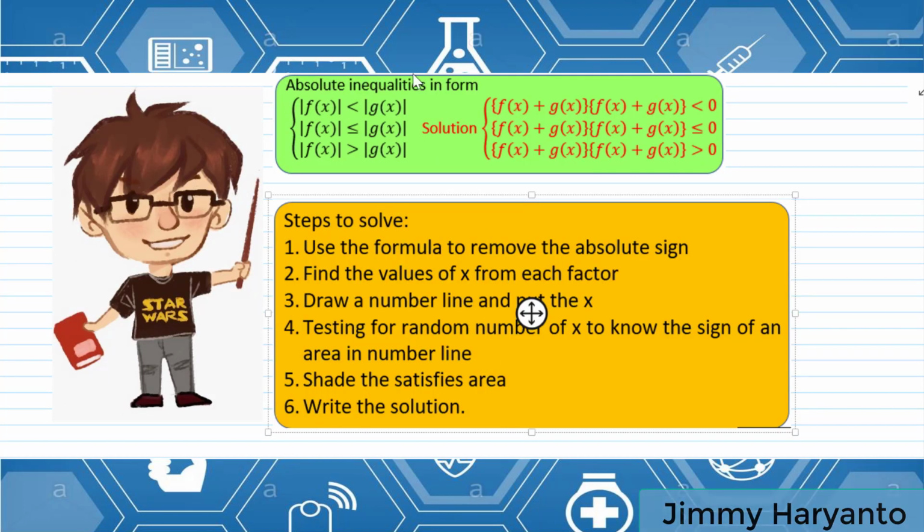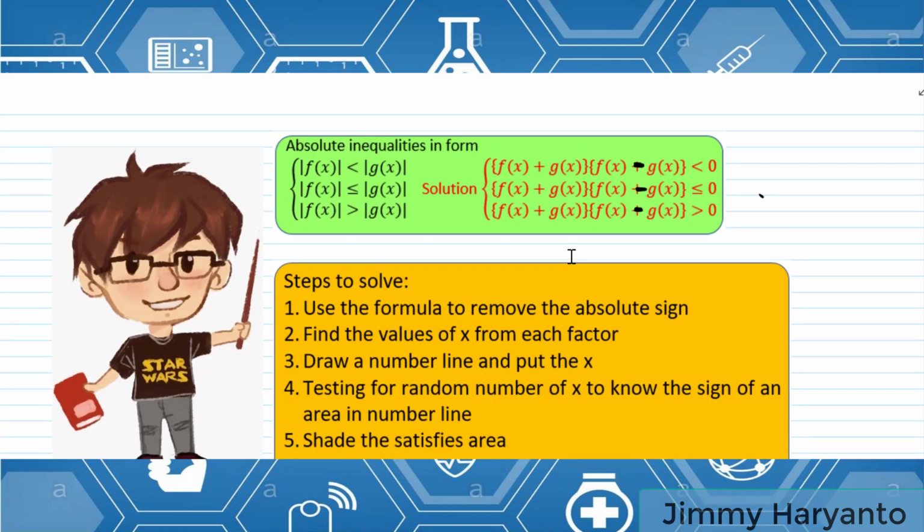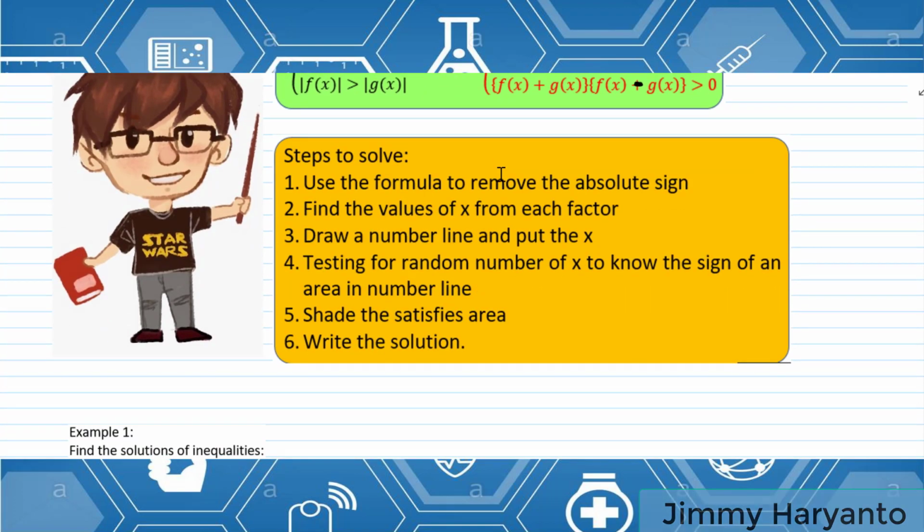Steps to solve: first, use the formula to remove the absolute sign. Number 2, find the values of x from each factor. Number 3, draw a number line and put the x. Number 4, test a random number of x to know the sign of each area in the number line. Number 5, shade the satisfied area. Number 6, write the solution. Okay, so you have to follow these steps 1 until 6 to solve this form of absolute inequalities. Okay, let's try it.